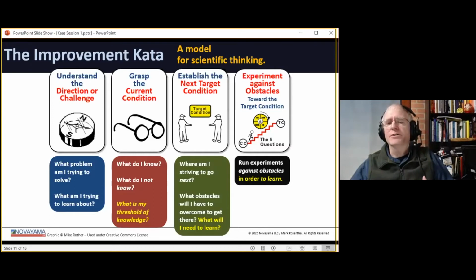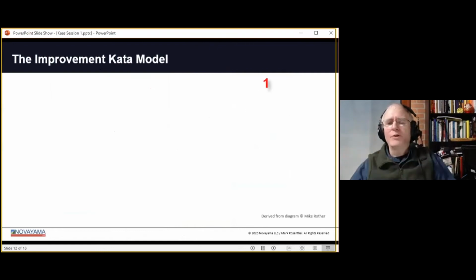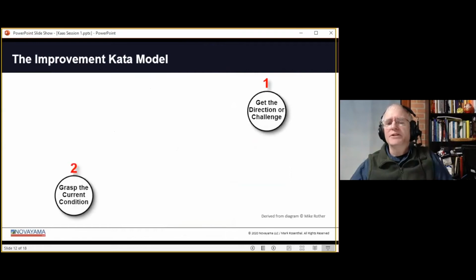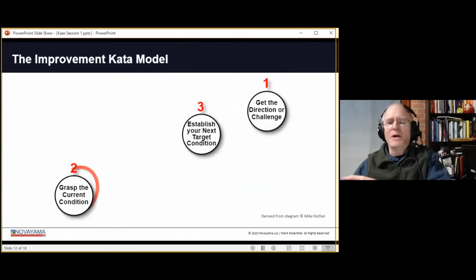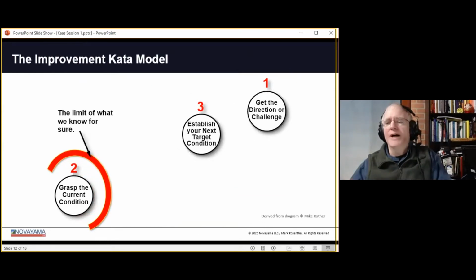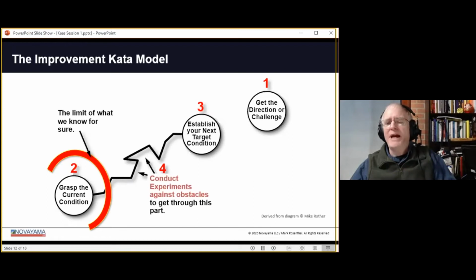improvement kata structure. So on a graphical view, if this is the direction or challenge that I'm trying to move in, this is the current condition of where I'm at now. This is where I'm going to establish a target condition. It's not all the way there, but it's beyond what I know. I don't know exactly how to get to that target condition, and I've got obstacles and problems in the way. What that means is that I don't know the path I'm actually going to end up following. I don't even know which obstacles I'm going to end up overcoming. I don't even know what they all are when I begin.